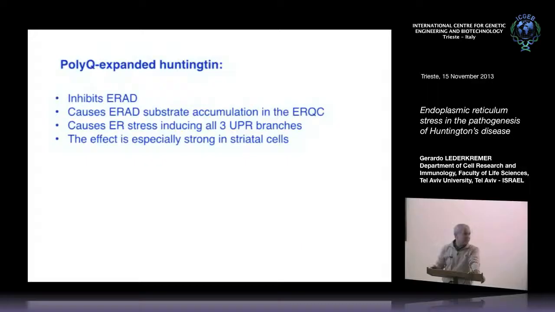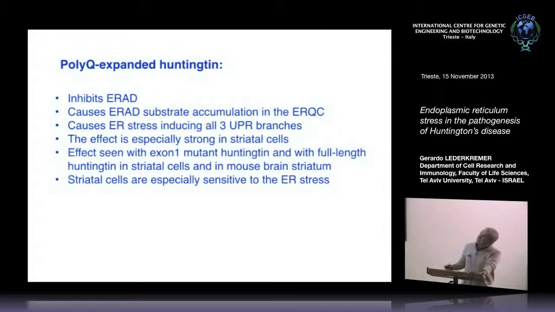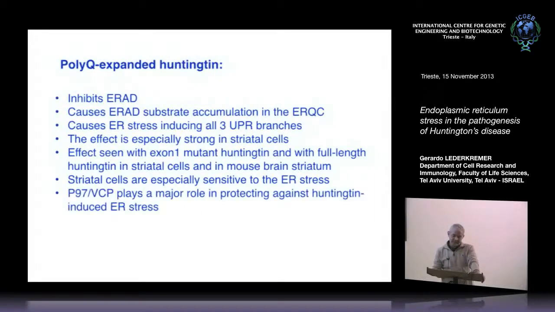The effect is especially strong in striatal cells, I showed you. The effect is seen also with the mutant Huntingtin exon 1, just expressing the exon 1, or with the full-length Huntingtin in striatal cells, or also in mouse brain striatum. I showed you that the striatal cells are especially sensitive to ER stress, and that P97/VCP seems to play a major role in protecting against this ER stress. When it's depleted, we have the stress.